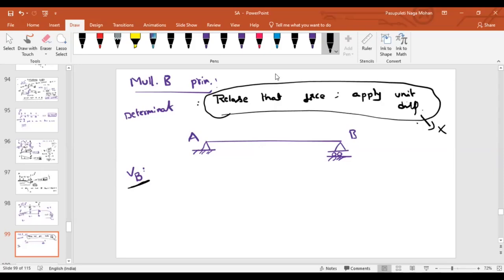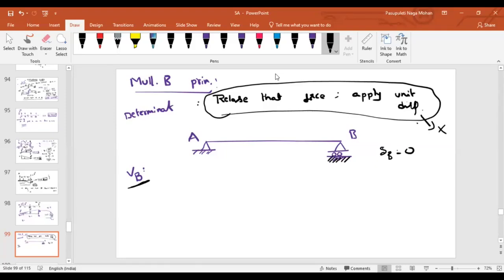What it says is that whatever ILD you want to draw, release that force only. What does it mean to release that force only? If you release that force, then only displacement will happen, right? If I talk about this beam, what is the vertical reaction at B? Can you tell me? If I'm talking about this support, what is the vertical displacement at B? 0. Yes, sir. Why? Because there is a resisting force.